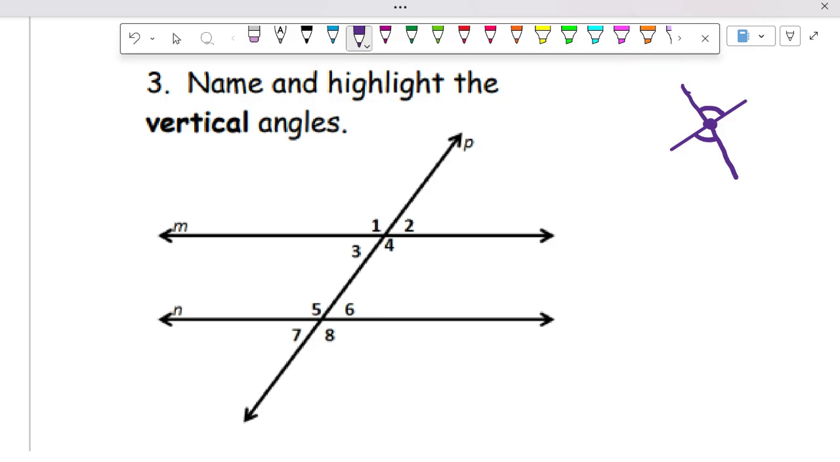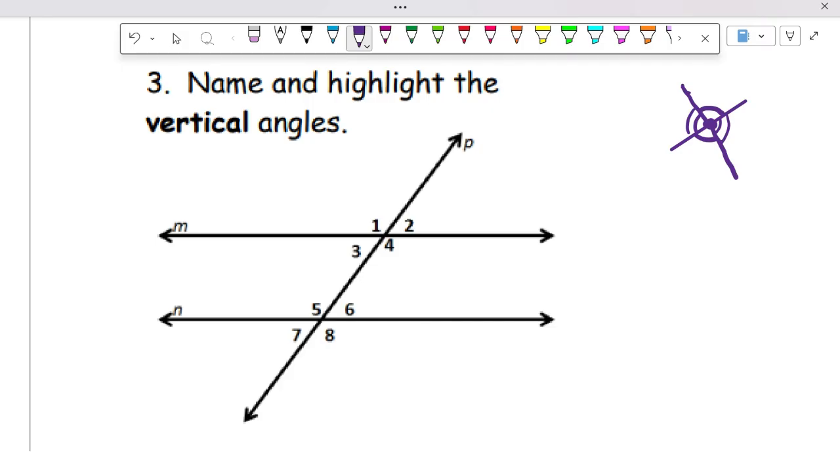So, you can almost think about it as they form like a weird looking X. And whatever the top and bottom of the X are, those are the vertical angles. Or the two sides of the X. Because these are also vertical angles.